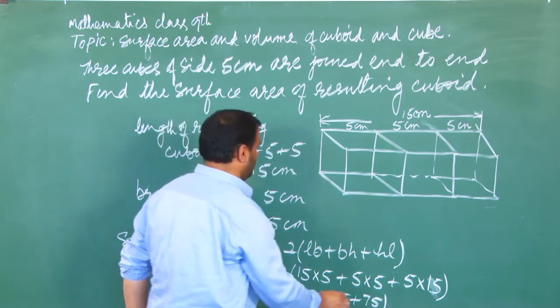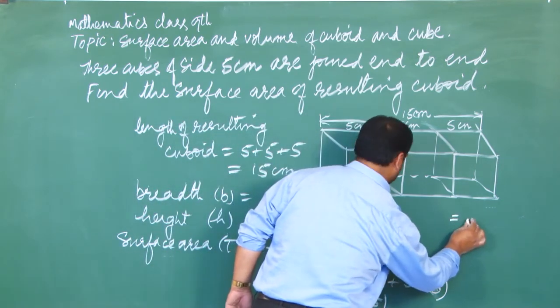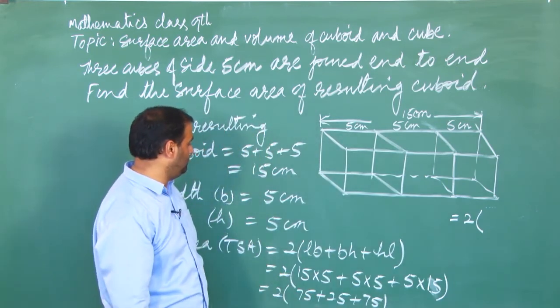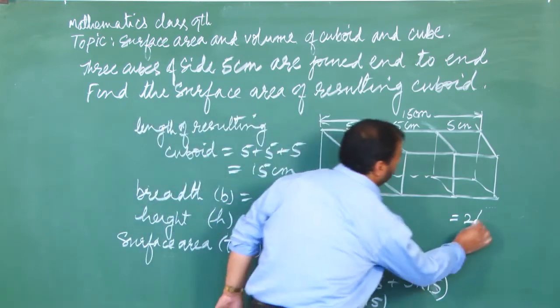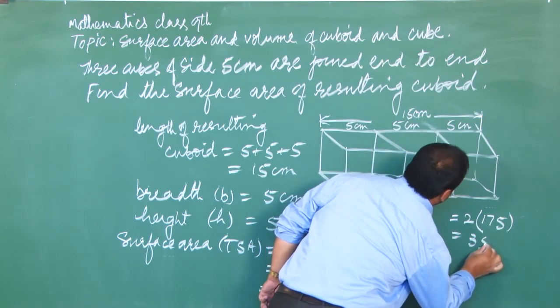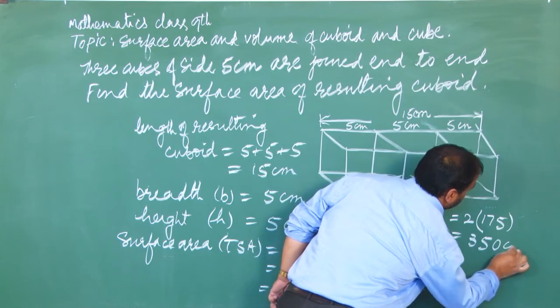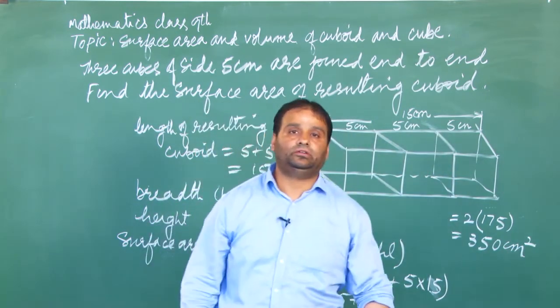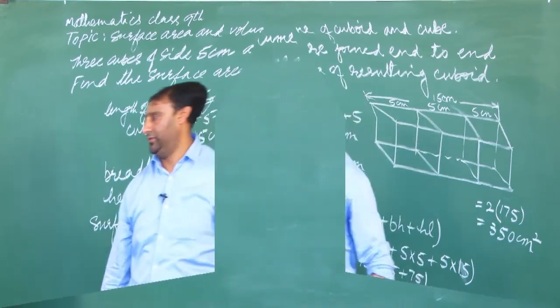So if you add these up, you will get 2 into 75 plus 25 is 100, and plus 75 is 175. So 175 into 2 is 350. So the total surface area of the resulting cuboid is 350 centimeters square.